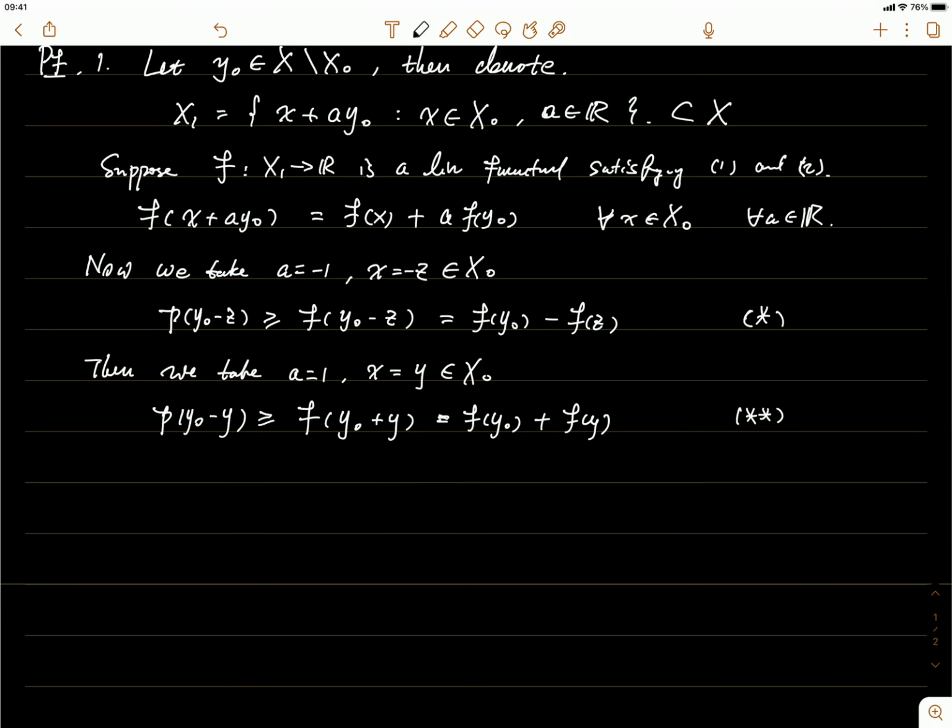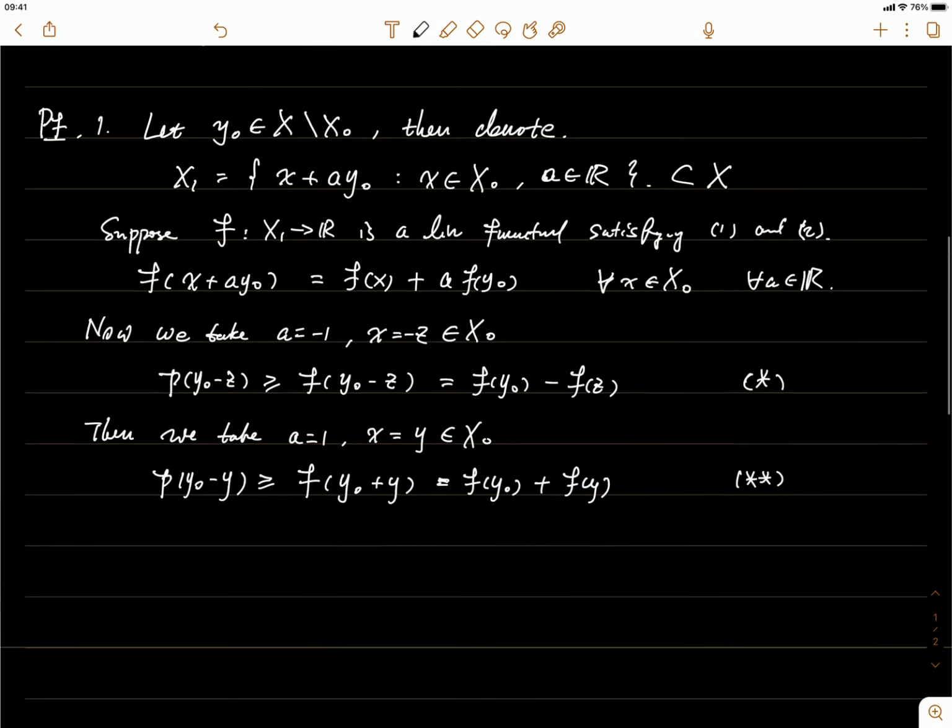As you can see, if I want to determine what f is, I only need to determine this one, because f should be the same as f naught on this space. So this part is essentially just f naught, and the only thing that is undetermined is this part. If I want to determine f over this x1, I only need to know the value of f on this single point, y naught. The inequality tells us that f of y naught minus f of z should be less than or equal to this for any z in x naught.